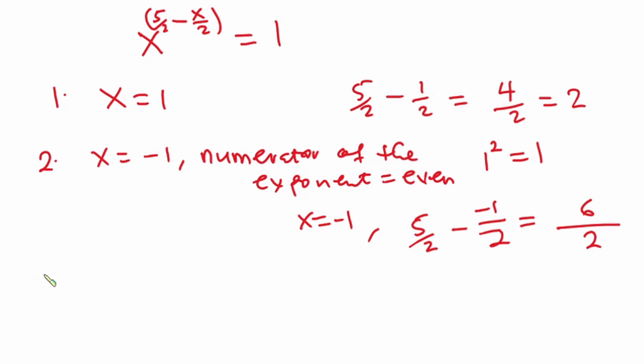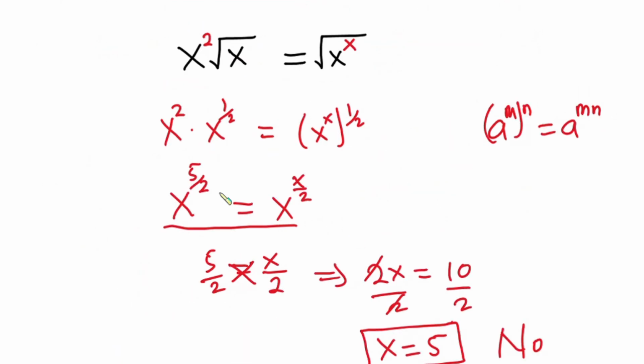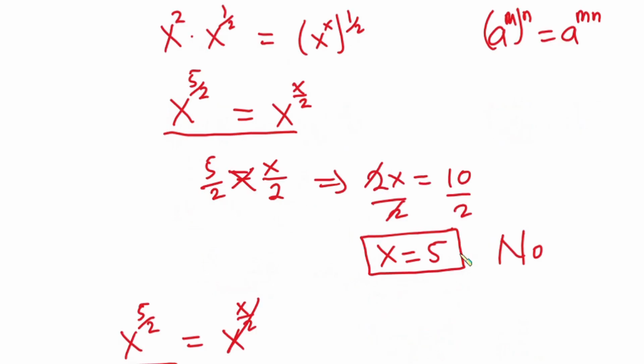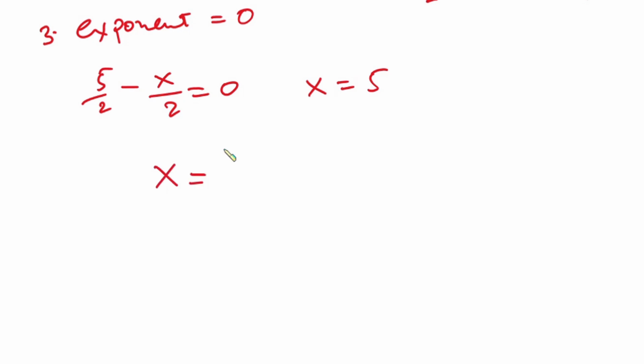Now the third case that we'll be considering is that the exponent should be 0. Now what we mean by this statement is that 5 on 2 minus x on 2 should be 0. And in solving this, you will get x to be 5 because we've done that already from the beginning, okay? You solve for this, you still be getting 5, okay? Right. So in all, we can say that the value of x is equal to -1, 1, and then 5.